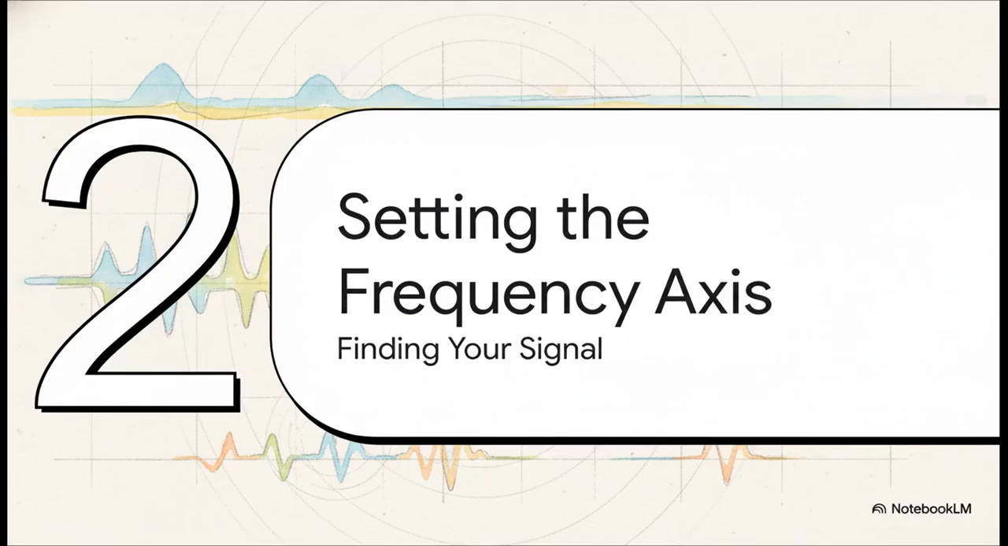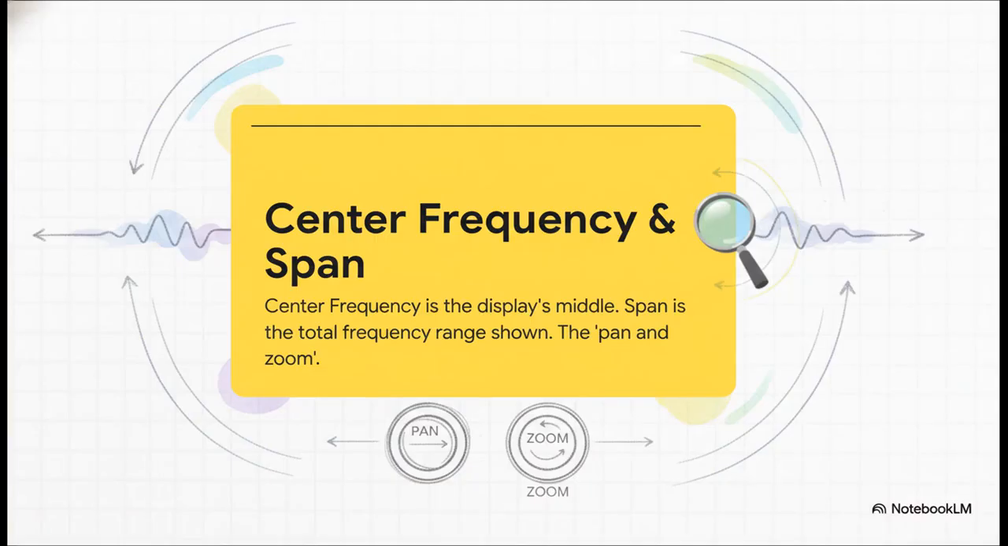Let's start with the horizontal axis. This is your window into the entire radio frequency spectrum. Everything you see here is all about frequency, and learning how to control this view is, without a doubt, the very first step to finding the signal you're hunting for. The two most important controls for this are center frequency and span. And honestly, the pan and zoom analogy is just perfect.